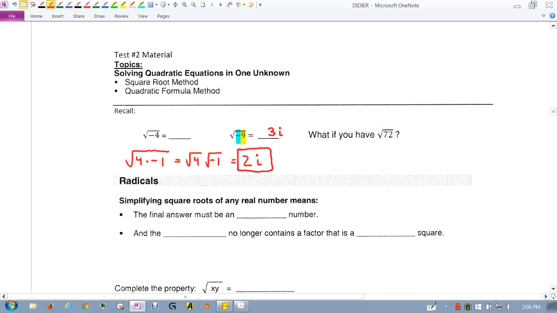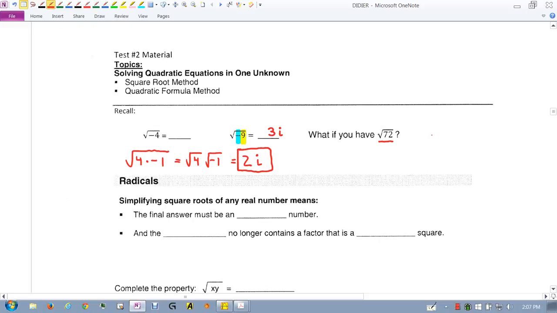Now, if you don't have a negative underneath it, like this square root of 72, then you're never going to get an i to pop out. So the square root of 72 should not have an imaginary unit involved in it at all. But when we write the square root of 72, that is not what we consider to be completely simplified.